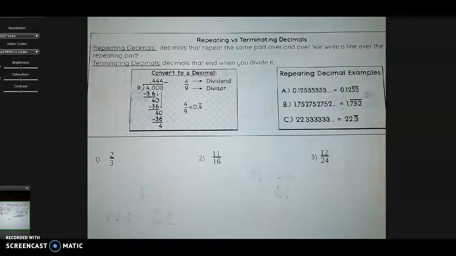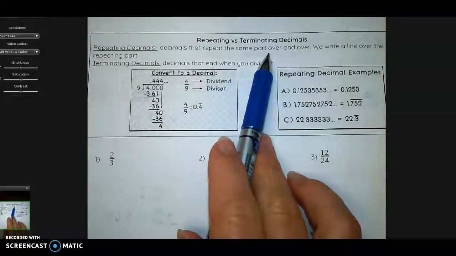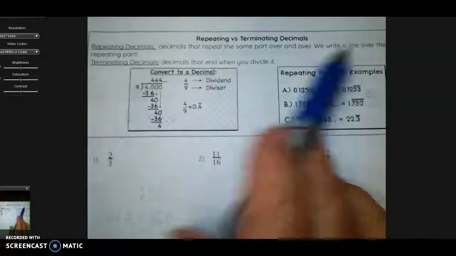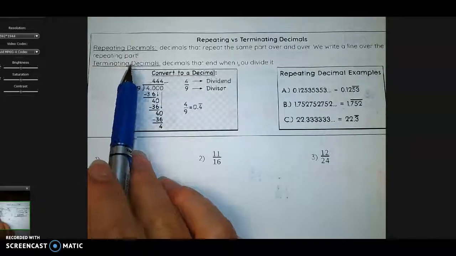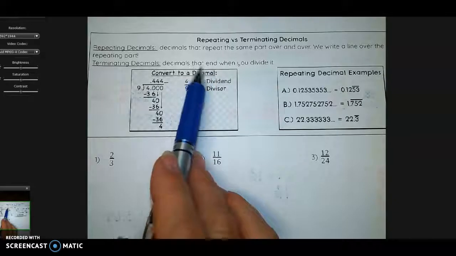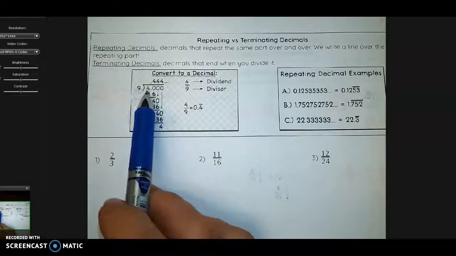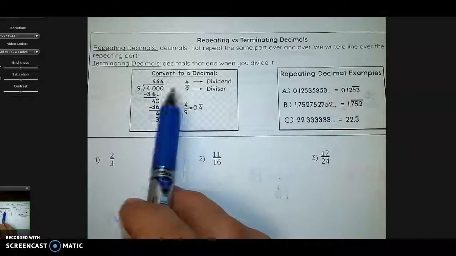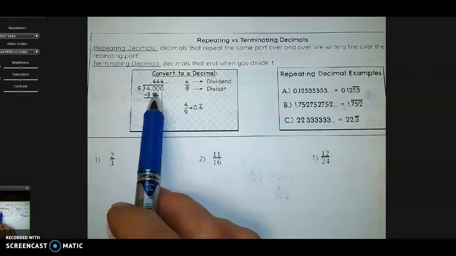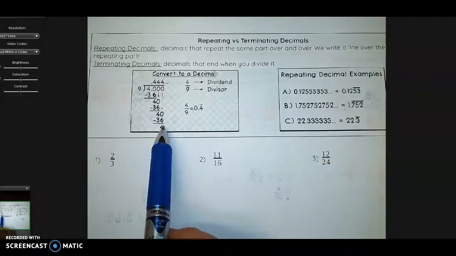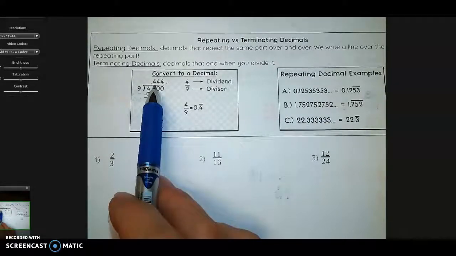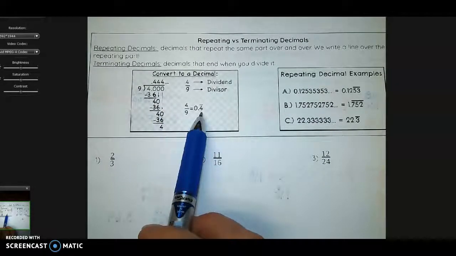Now, on the back of your paper, we get into this a little bit more. Repeating decimals are decimals that repeat the same part over and over, and we write a line over just the repeating part. Terminating decimals are decimals that end when you divide. You get that 0. So this one right here, 4/9, ends up working out just like my 1/3 did, where I just keep having the same step over and over. So I just write that as 0.4 repeating.